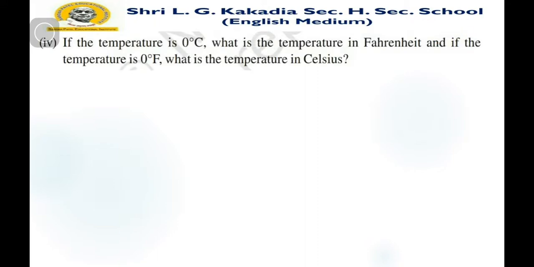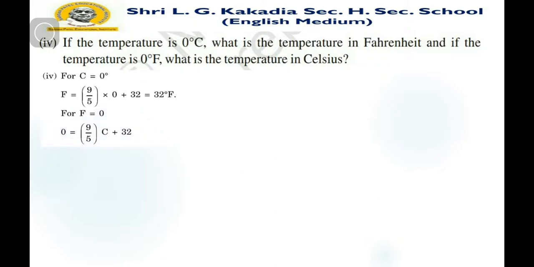If the temperature is 0 degrees Celsius, what is the temperature in Fahrenheit? And if the temperature is 0 Fahrenheit, what is the temperature in Celsius? Alternatively, we can just put the value in the given equation. C is equal to 0 degrees. Then F is equal to 9/5 into 0. This part will be 0, so we get 32 Fahrenheit.